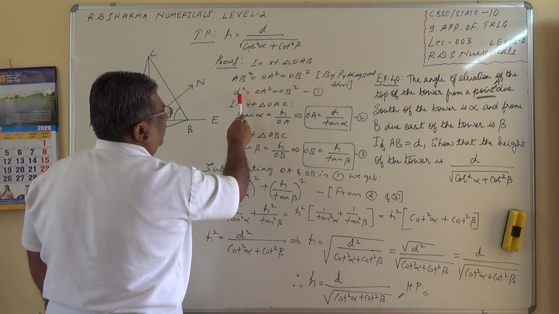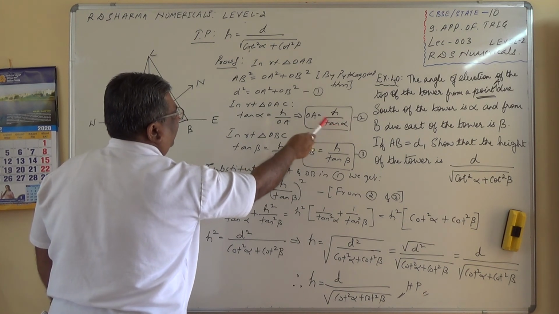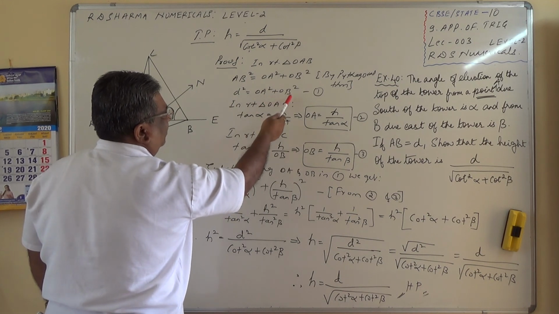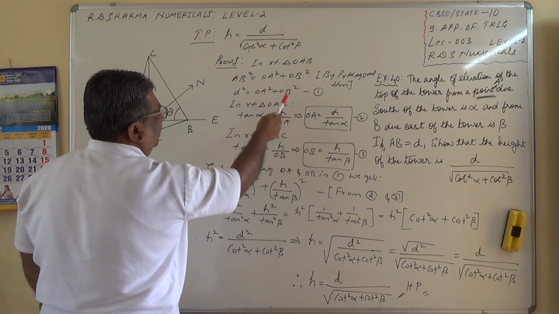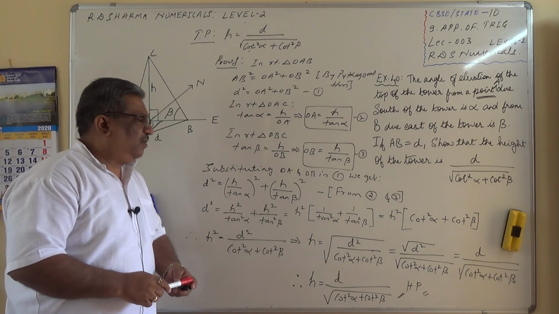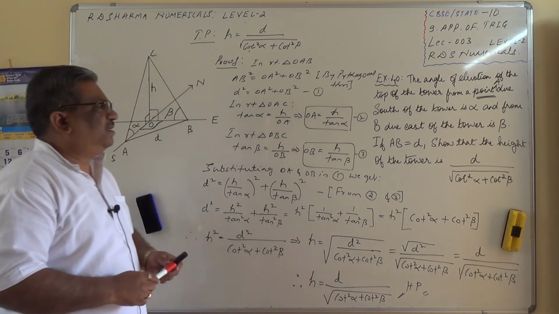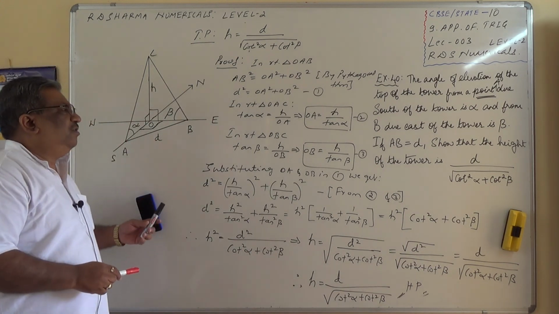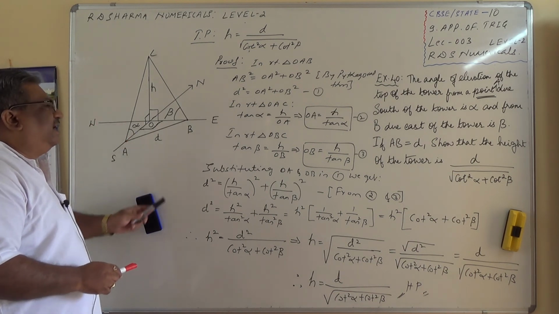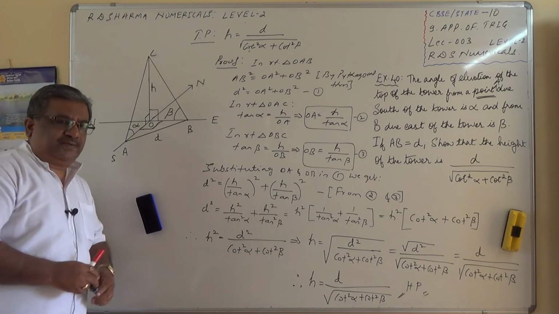AB square, which is D square, is equal to OA square plus OB square: h square cot square alpha plus h square cot square beta. Take h square common: cot square alpha plus cot square beta. So h square equals D square divided by cot square alpha plus cot square beta, and h is equal to under root of D square by so and so. Finally we were able to prove this one. So this is quite simple, but you must understand the diagram over here, which is a 3-dimensional diagram. Hence I have taken this sum. So make a note of this one.